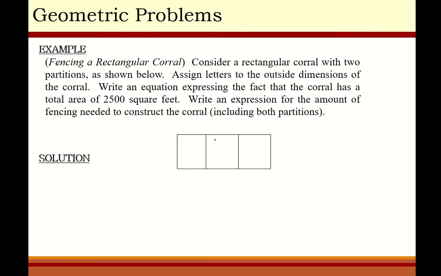So this is our corral, class, and these are the partitions. Then assign letters to the outside dimensions of the corral. Then write an equation expressing the fact that the corral has a total area of 2,500 square feet. Then write an expression for the amount of fencing needed to construct the corral, including both partitions.